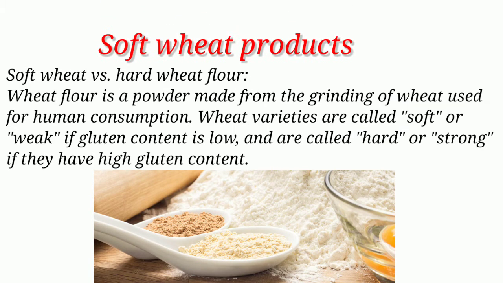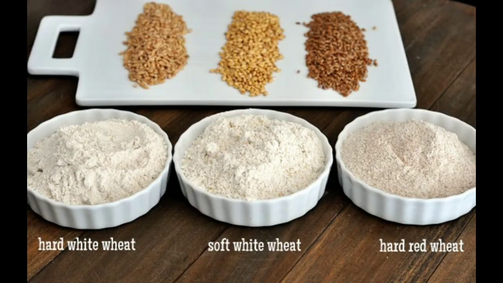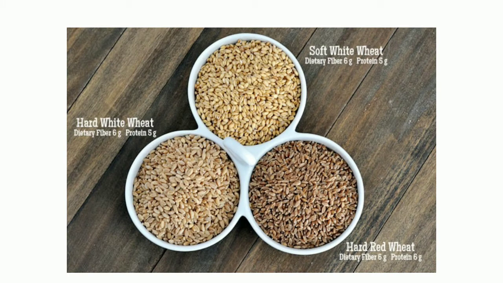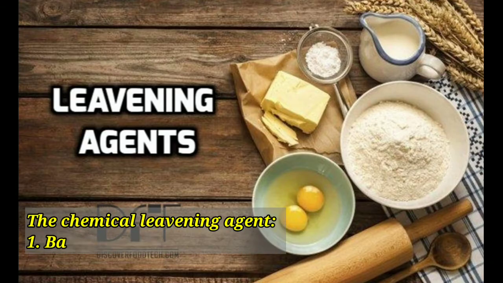Soft wheat products. Soft wheat versus hard wheat flour. Wheat flour is a powder made from the grinding of wheat used for human consumption. Wheat varieties are called soft or weak if gluten content is low, and are called hard or strong if they have high gluten content.